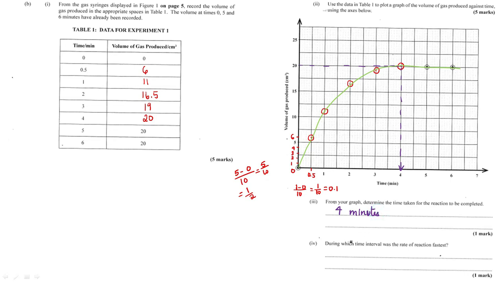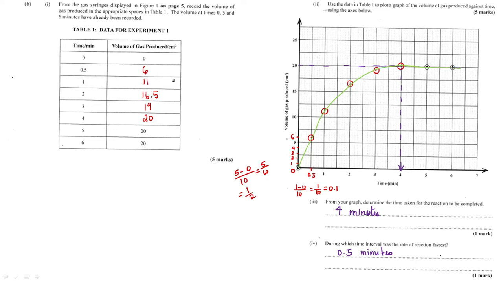Then we have: during which time interval was the rate of reaction the fastest? The rate of reaction was fastest around the steepest area, and so we will say around 0.5. So right here, around here, 0.5 minutes. Why do I say that? Because between 0 and 0.5 we had 6 centimeters cube of gas being produced, and after that we didn't have that much, because from 0.5 to 1 you had 5 centimeters cube.